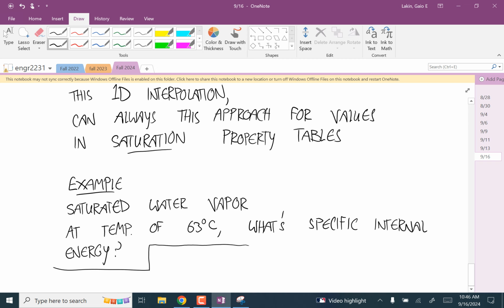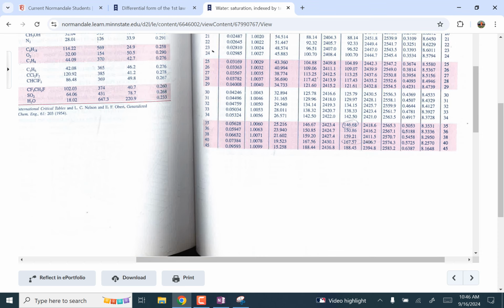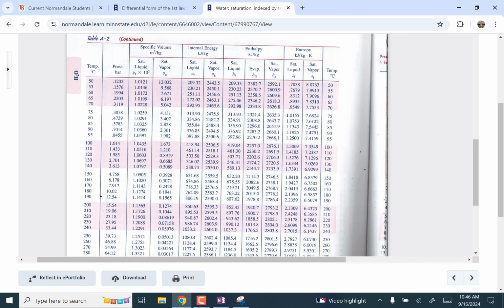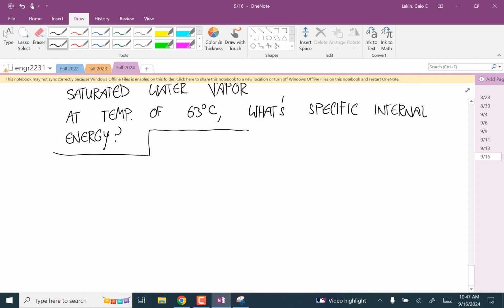Okay, so we're talking about saturated water vapor, so don't make the mistake of using the saturated liquid water column. And we're just going to go to this table. 63 is what we want. So I'll go down here to see how close the temperature gets to 63, and we have a 60 and a 65. Okay, so that's going to define our two boundaries.